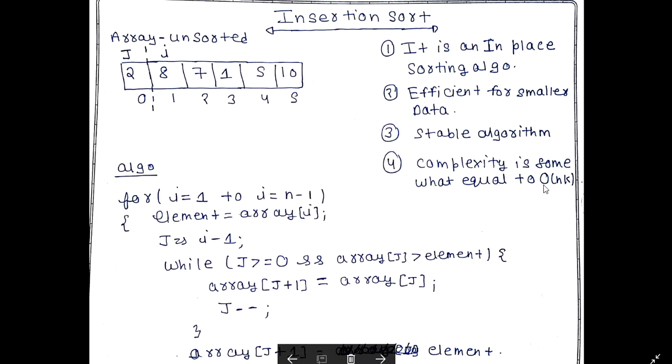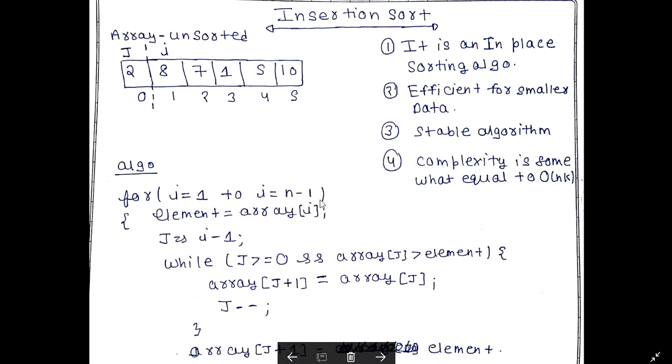The complexity of it is O(n). As you remember, the complexity of selection sort is O(n square), so this is fairly efficient as compared to selection sort. Now it comes to the algorithm. As you can see, the algorithm is looking pretty complex.